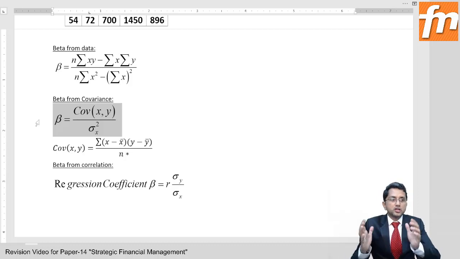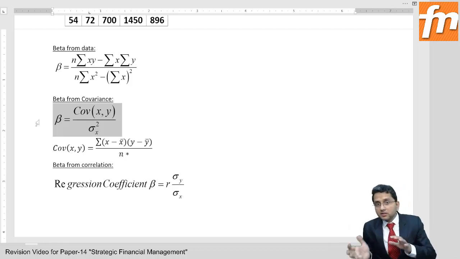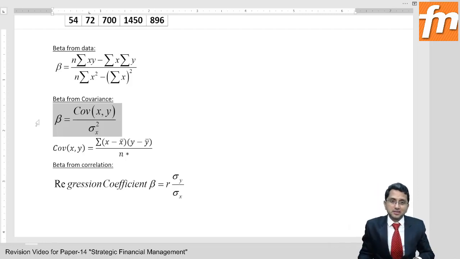You know, correlation between x and y and y and x is one and the same thing. But beta of y on x and beta of x on y are two different things. We always calculate beta of y on x, that is beta of security with respect to the market. That is, if market fluctuates, what will happen to security? We don't calculate if security fluctuates, what will happen to market.